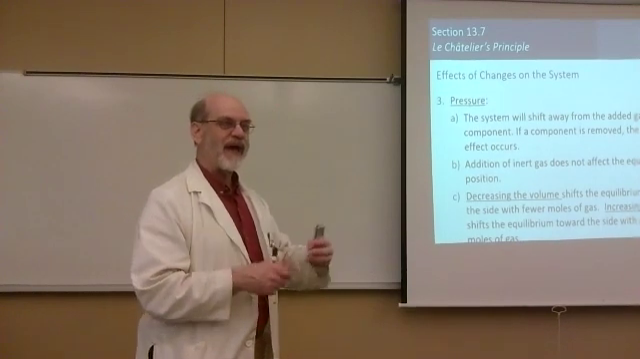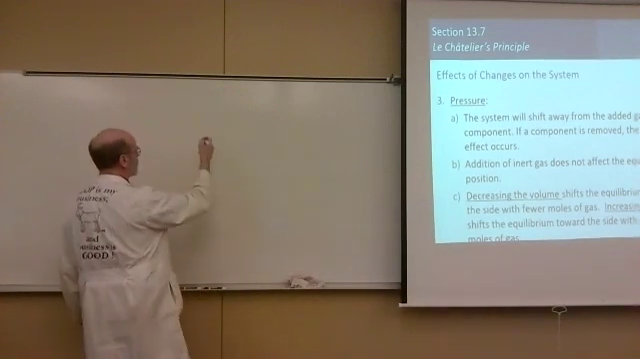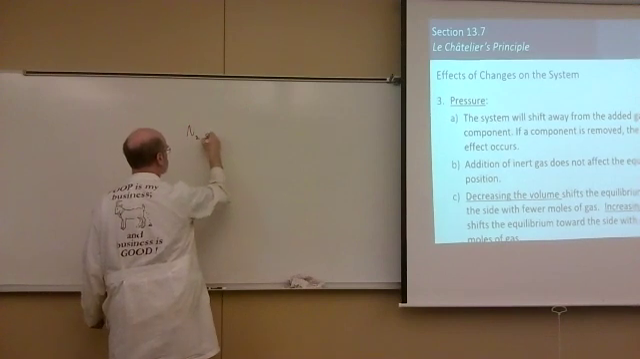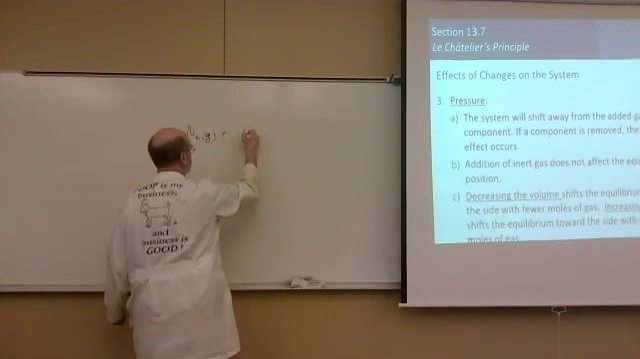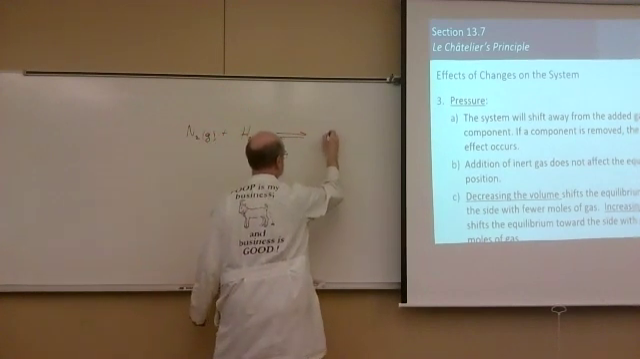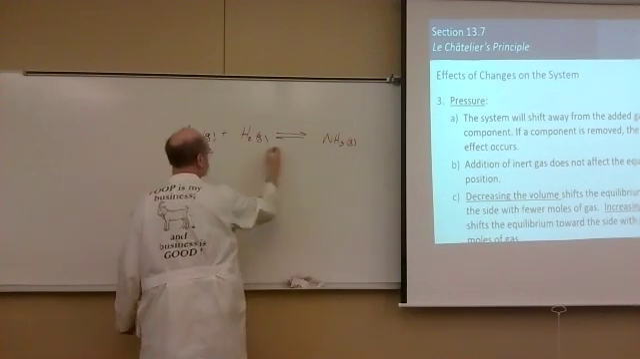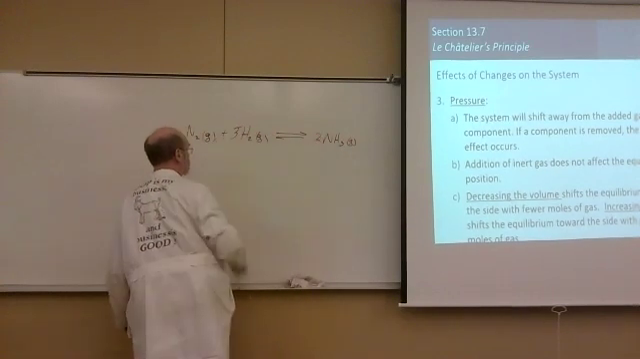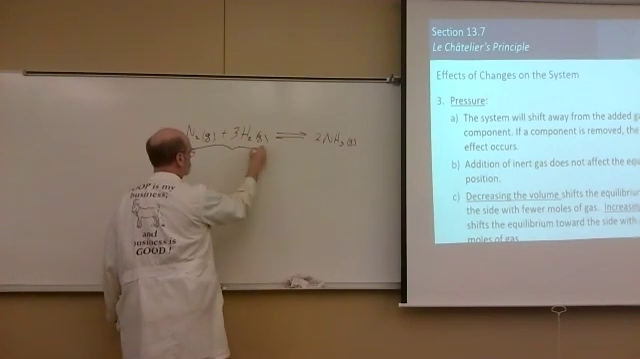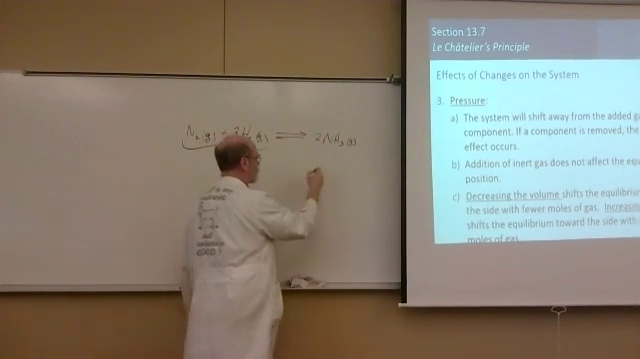Or it will change the balance of gas. Let's take copper again. Nitrogen gas and hydrogen gas yields ammonia gas. Okay, so we need 2 of these, 3 of these, right? So how many moles of gas do you have on this side? 4 moles. On this side you have 2 moles.